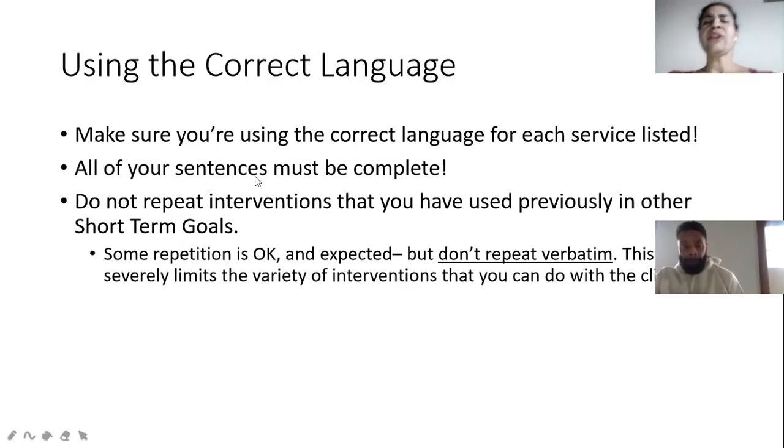And then making sure that you're not repeating interventions that you've used in other short-term goals. Obviously, there's going to be some repetition, but if you have the same interventions for each short-term goal, that's not okay. And you're also going to be really limited in the number of interventions that you can do with the client. So remember, this plan is good for 6 months. If you only have one intervention, like, oh yeah, we're going to journal each time we see each other, if I was a client, I'd probably stop responding to phone calls after a while because I'm not going to want to journal 2-3 times a week or every time that I see my case manager.